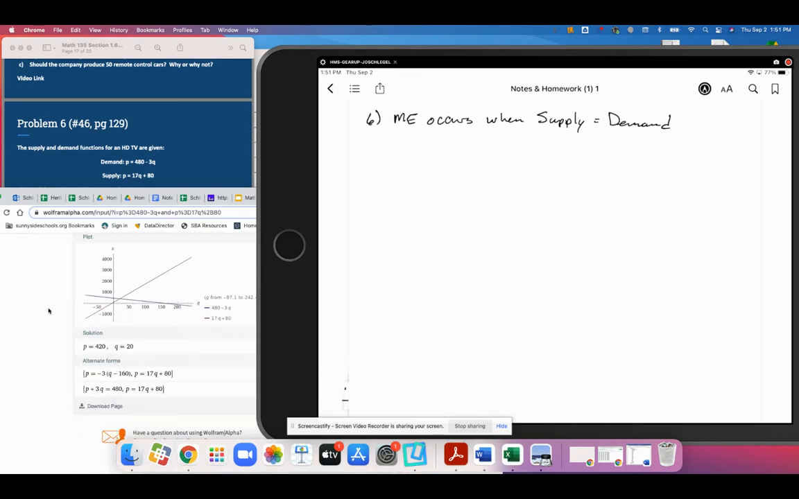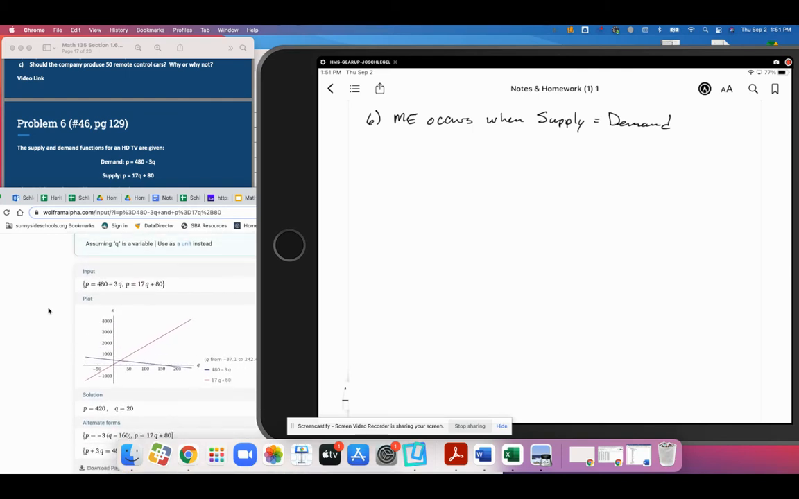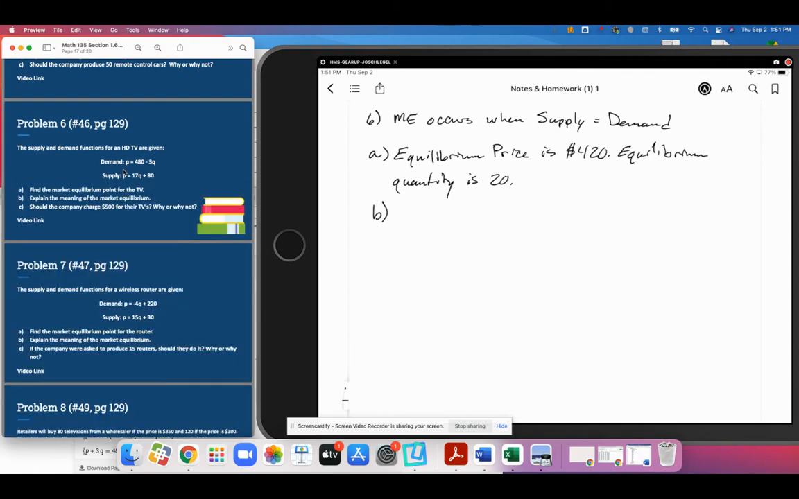This is taking a while. Okay, so what do we end up with here, everyone? We end up with a price of 420 and a quantity of 20. So A, equilibrium price is $420. Equilibrium quantity is 20.